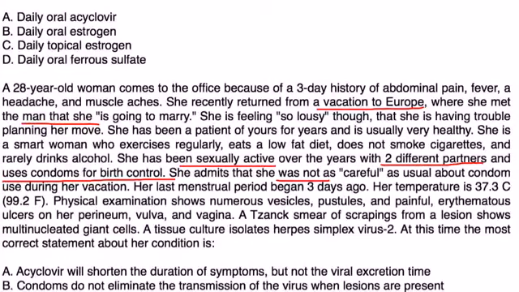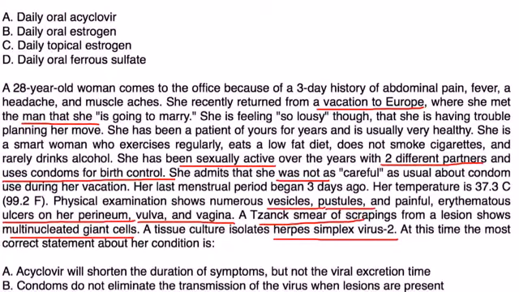Her last menstrual period began 3 days ago. Temperature is 37. Physical exam shows numerous vesicles, pustules, and painful erythematous ulcers on her perineum, vulva, and vagina. A Zank smear of scrapings from the lesion shows multinucleated giant cells. A tissue culture isolates herpes simplex virus 2. At this time, the most appropriate correct statement is, well, you've only got 2 to choose from here.